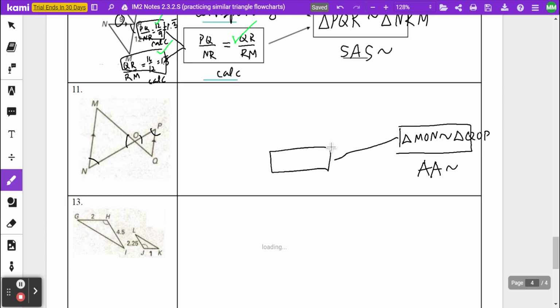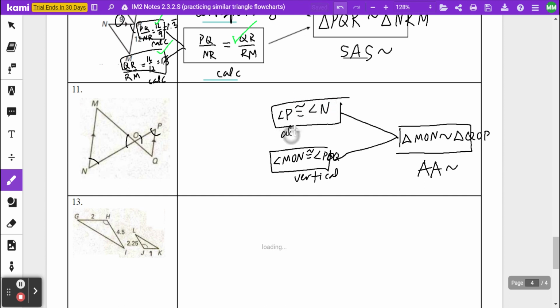One of the angles is vertical, so angle MON is congruent to angle POQ, and that's vertical angles. And then angle P is congruent to angle N because they are alternate interior angles. But in order to use alternate interior, remember you have to reference those parallel lines.